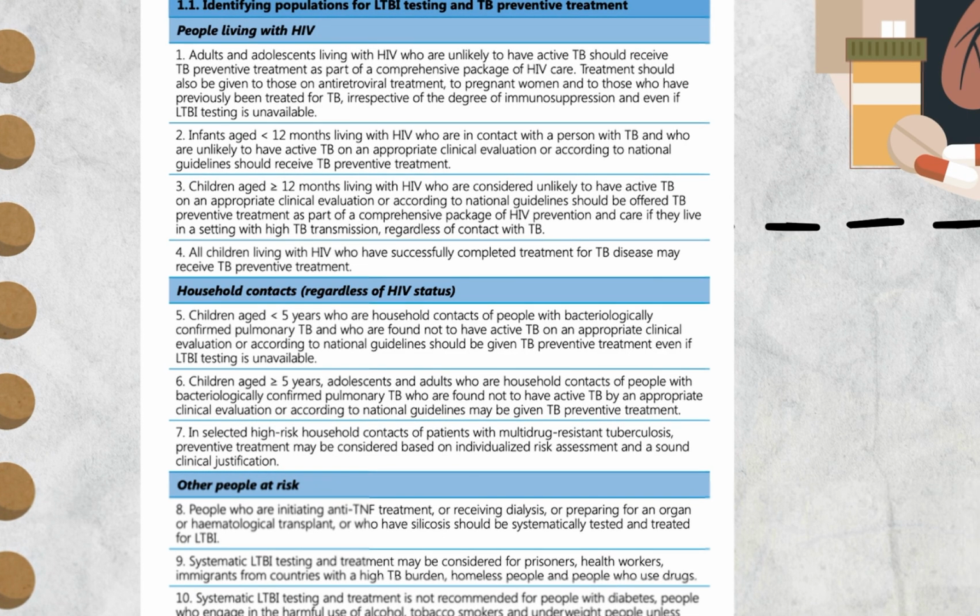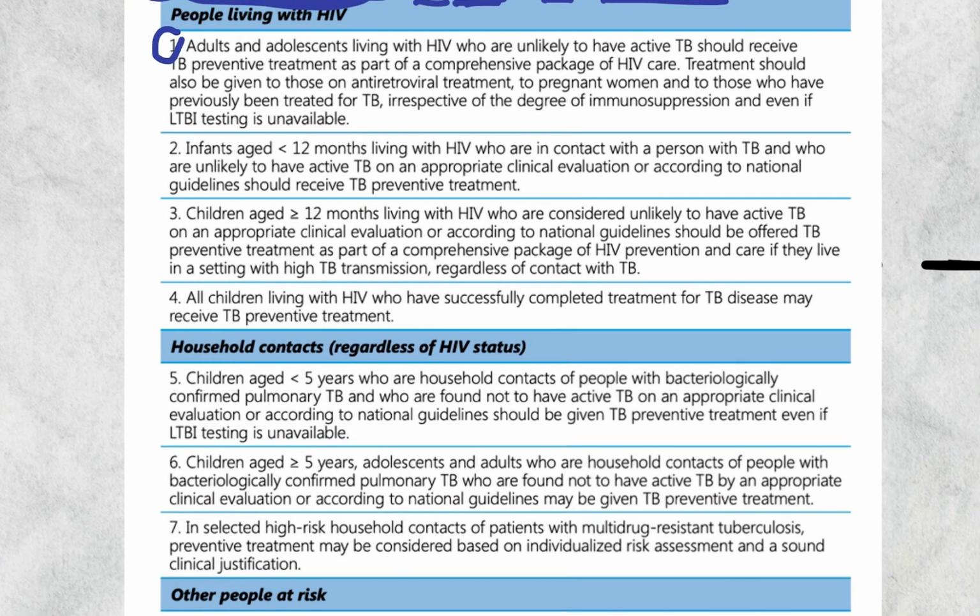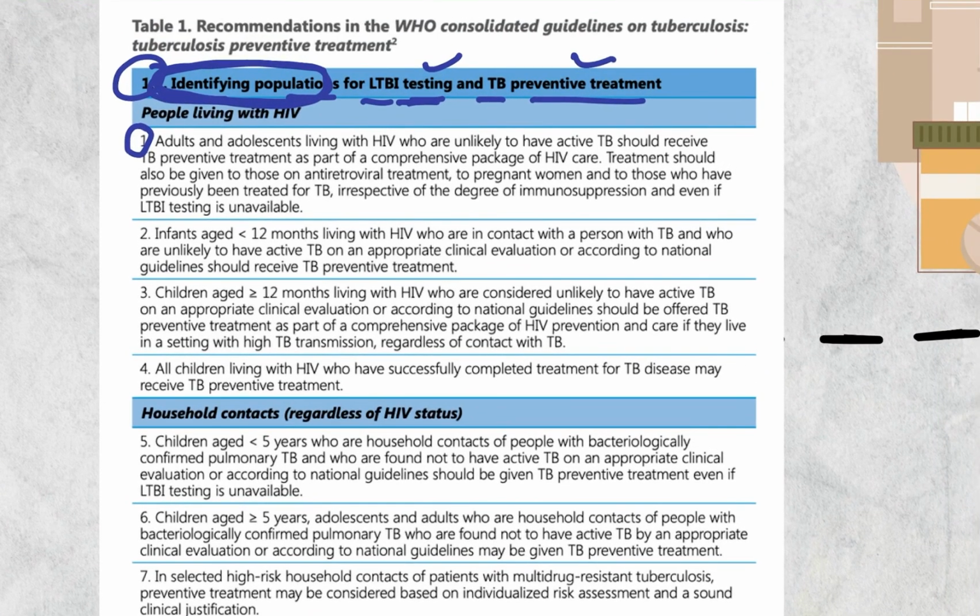So the first target of the recommendations was to identify a population for latent TB testing and TB preventive treatment. So whom are we targeting, to whom are we checking that these patients should get testing or a preventive treatment? According to the guidelines, recommendation number 1 was: adults and adolescents living with HIV who are unlikely to have active TB should receive TB preventive treatment as part of a comprehensive package of HIV care.